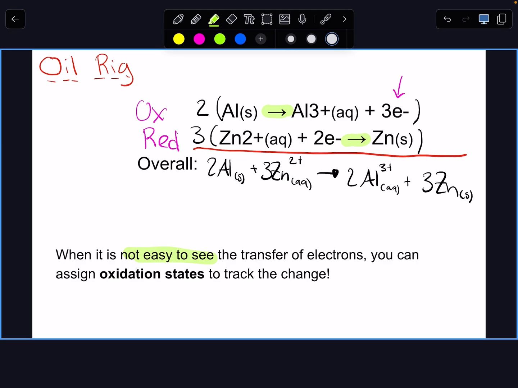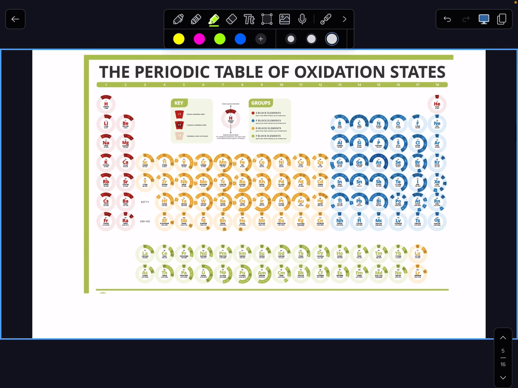Now, I'm going to show you a diagram that's not in your notes because I found it later, just to help prove a point here. This is a periodic table, you may not even be able to see very much of it, and it's showing you all the possible oxidation states for every element.